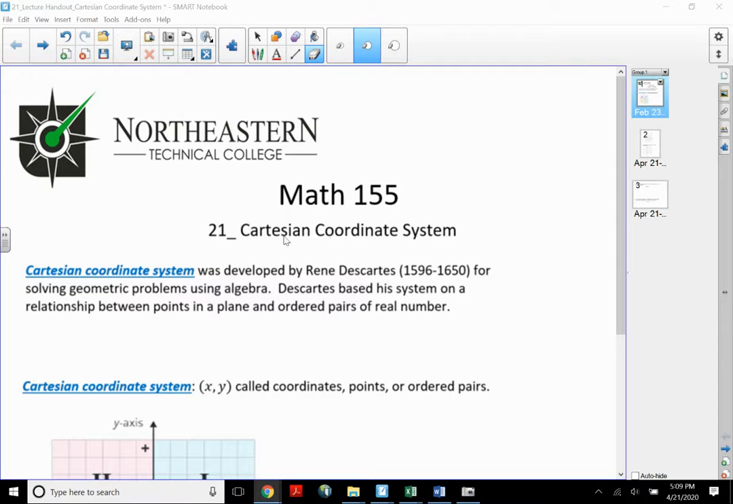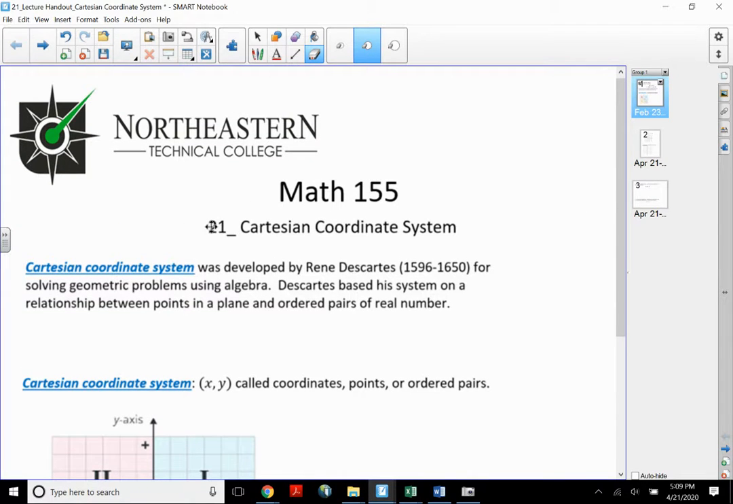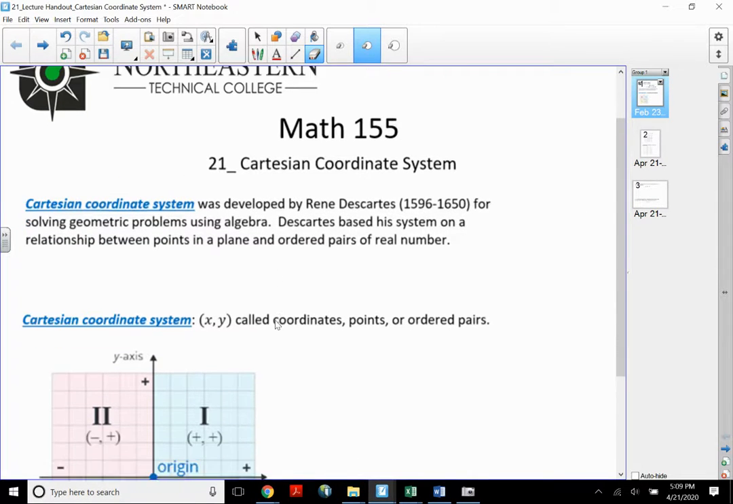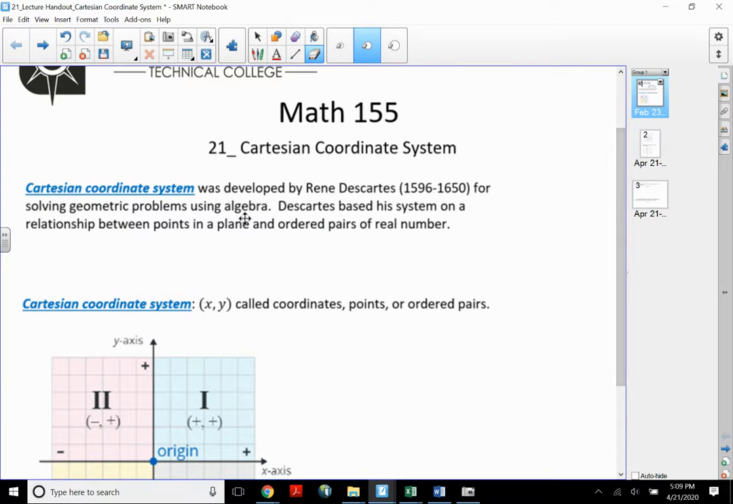Hey everybody, in this lecture video, let's take a look at topic number 21, Cartesian coordinate system. I'm going to quickly introduce your x and y axis, and then we'll do a couple of examples. So Cartesian coordinate system is actually the official name for your x and y axis.